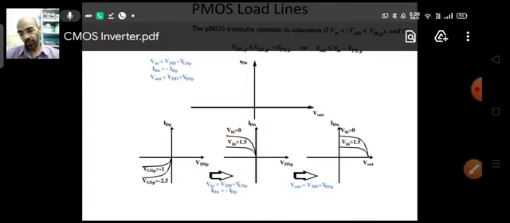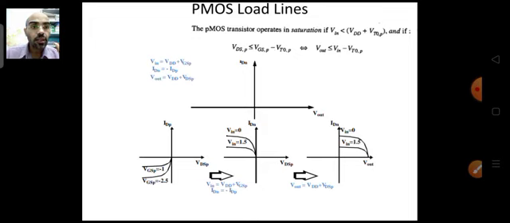Now the other thing is, you have to shift it from the second quadrant to the first quadrant. To do this, you have to make use of this equation. Which equation? Vout is equal to VDD plus VDSP. Now substitute different values of VDSP. Let's say if VDSP is equal to 0, then Vout will be equal to VDD. So you can see this here. Your Vout will become equal to VDD.